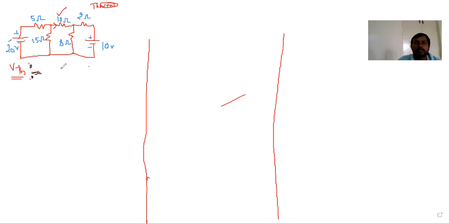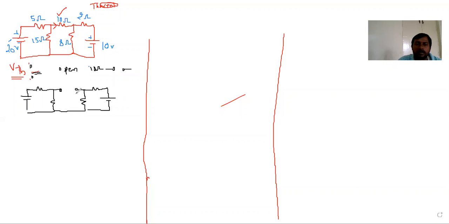To find the VThevenin, we should open the 10 ohm resistor like this. So let us redraw the circuit, and that will be like this. This terminal must be open. Where we want to find the current, there we should open the terminals in Thevenin's theorem. By using Norton's theorem, we should short circuit the terminals. That is the difference. From this, we should find the VThevenin.